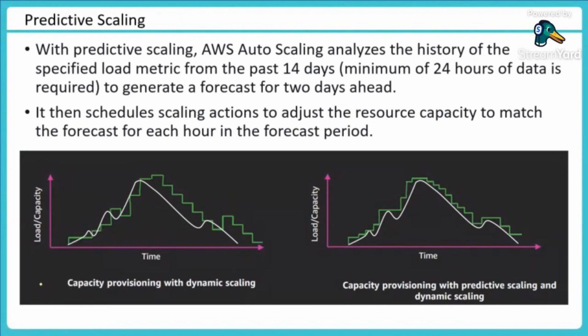See this. Without predictive scaling, what happens? This white line is my CPU utilization. CPU utilization goes up, and I would handle it by adding more instances. CPU utilization goes up again, and I would add more instances. So in this time, while instances are getting ready, my customers are still facing bad performance, because instances may take a little time to get ready.